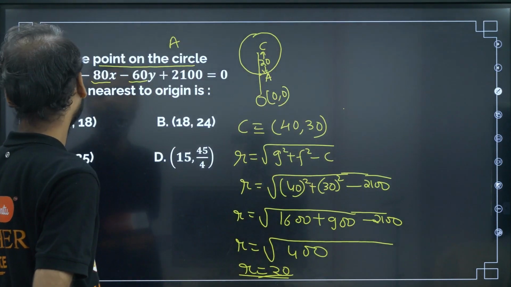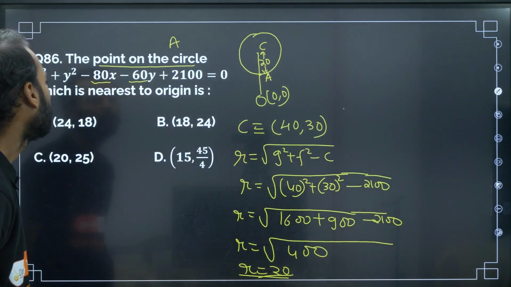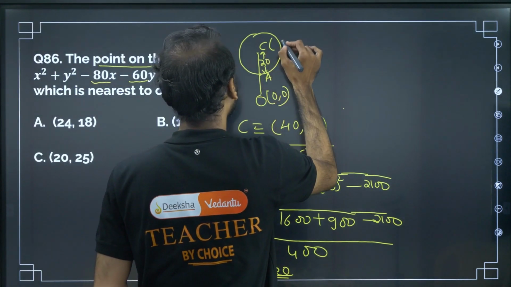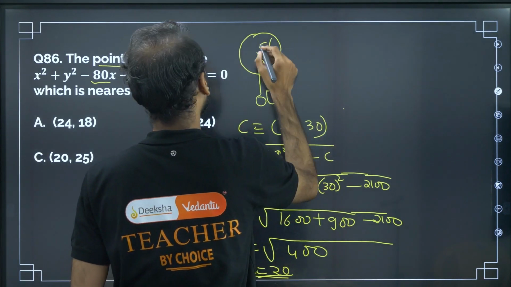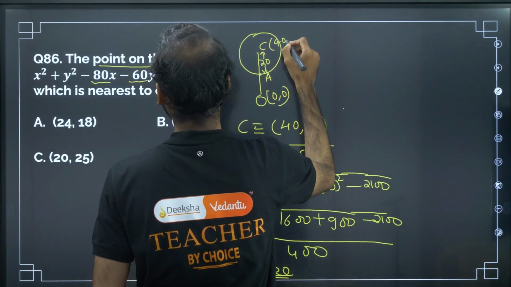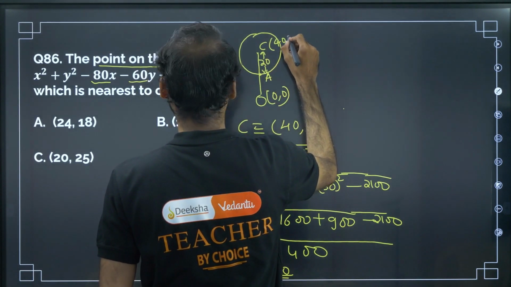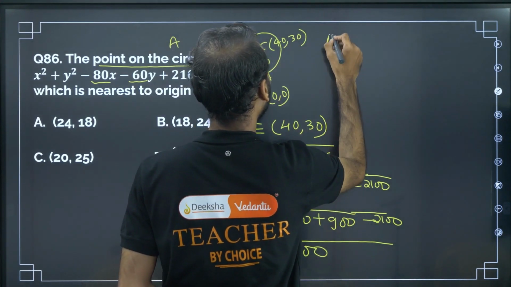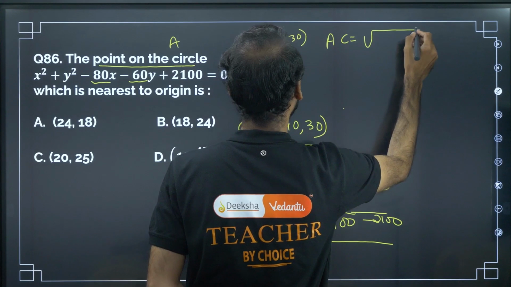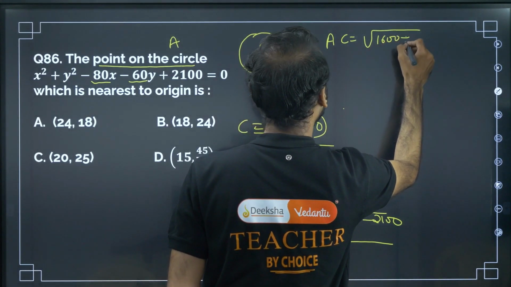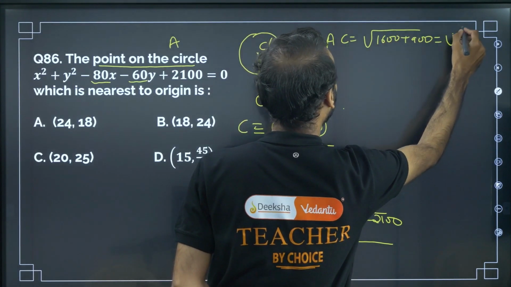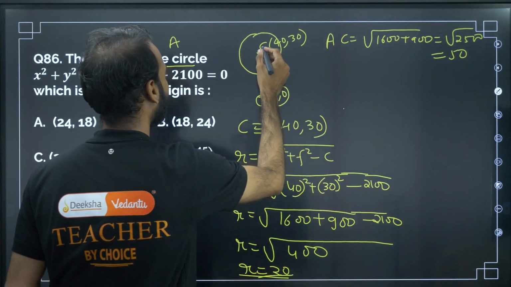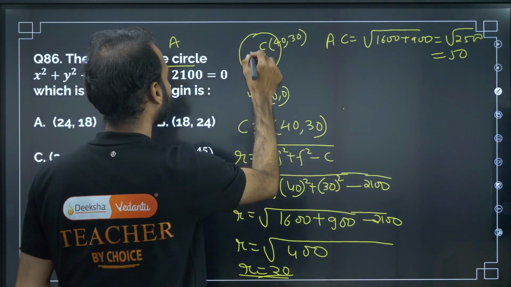The point on the circle, this origin is this. What about center? If I talk about center, the center point is 40 comma 30. So AC is root of 1600 plus 900, root of 2500, that is equal to 50. So this total is 50.